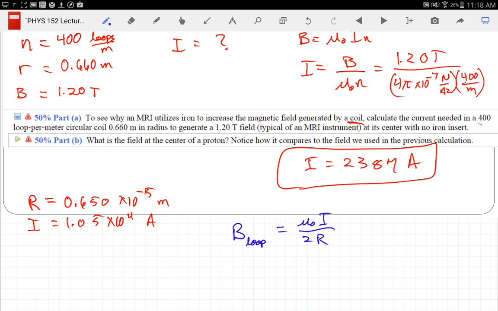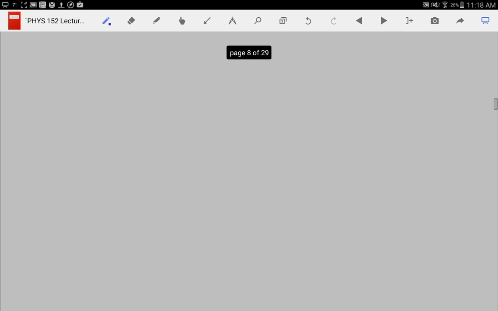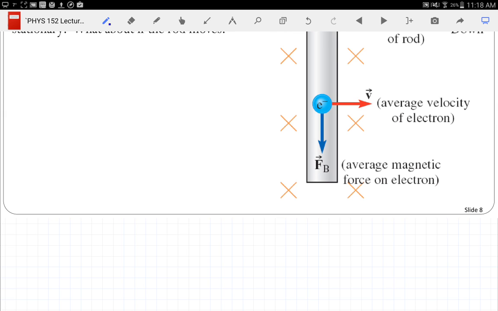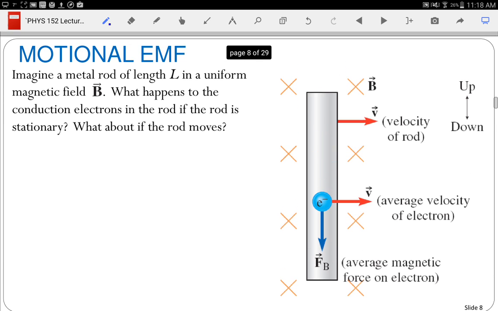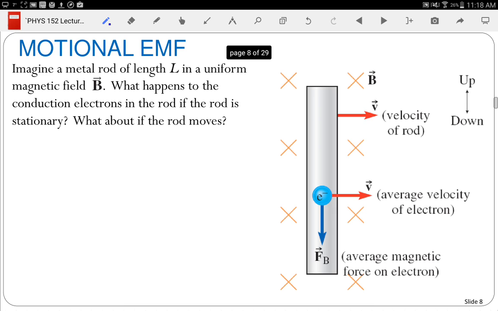All right, so I want to make sure we have that covered. We have 3 minutes to cover the new material. Excellent. We obviously aren't going to get what I want to do. Motional. Notice there's no emo here. We are not emotional EMF. It's motional. The EMF produced by something moving.